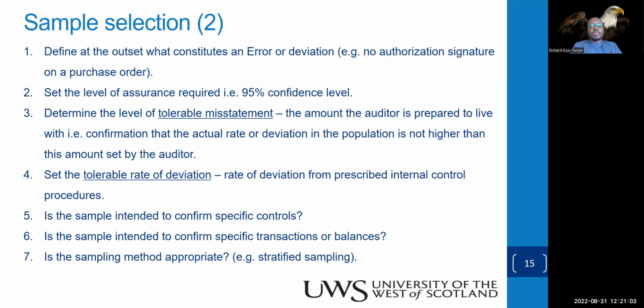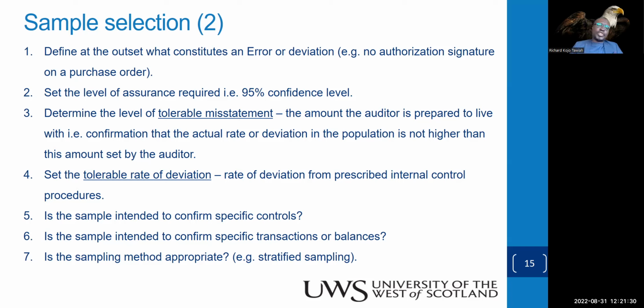Let's pick some quick questions on sample selection once again. Like I said right at the start, determine what will constitute error or deviation, okay? If there's no authorization, no purchase order, no three-way match, then I think this will constitute an error or deviation, okay? If there's no NCR, non-carbon receipt, you can just set that one off.